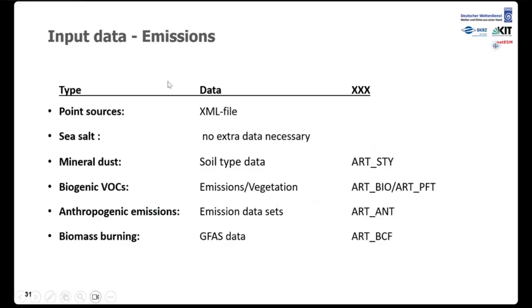point sources. So there you also have to define an XML file. You define one point and then an emission rate. And I've forgotten which experiment that was. I think, okay, also in Julia's. We will learn how to do this. Then for sea salt, no extra data is necessary. For mineral dust, you define this ART STY, as before. And for biogenic, anthropogenic, and biomass burning, you also can define these abbreviations.